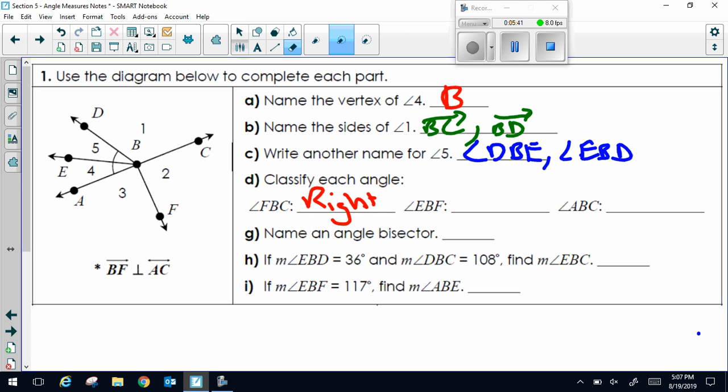The next one they want me to identify is angle EBF, E to B to F. That's clearly more than 90, so that would be obtuse. And the last angle they want me to find is angle ABC. ABC is just a straight one, so that's a straight angle.